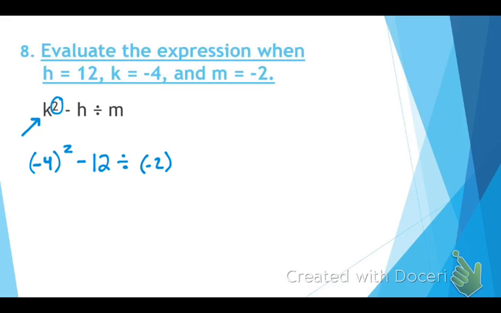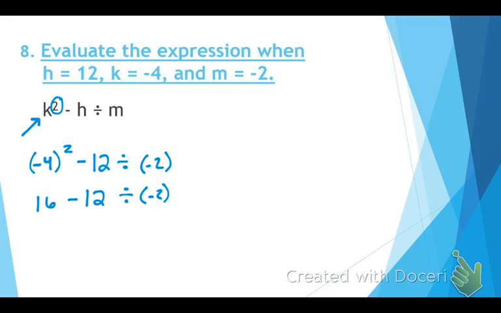Next up, PEMDAS says to do the exponents first. -4 squared means -4 times -4. Guys, what's -4 times -4? 16. Positive 16, because 2 negatives equals a positive. Bring down -12. Divided by -2.